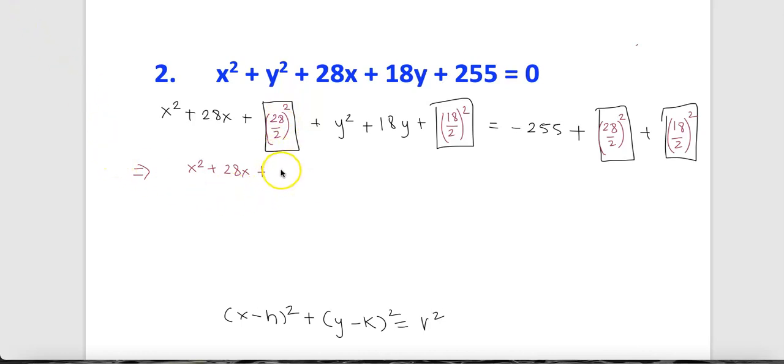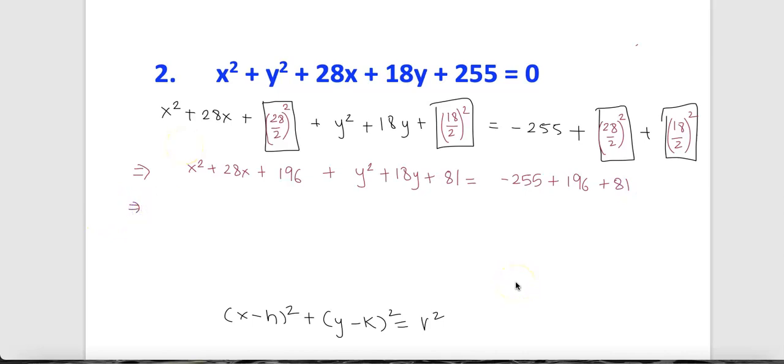So 14 square is what? This is 196. I'll write 196, and this is y square plus 18y, and 18 divided by 2 is 9, and 9 square is 81. On this side also it will be negative 255 plus 196 plus 81, and I will simplify this and get my next step.